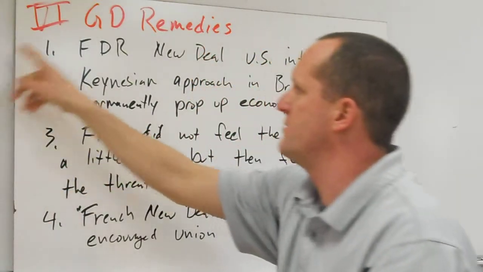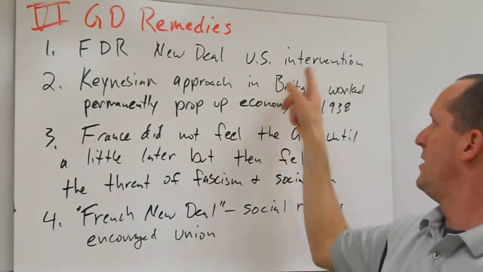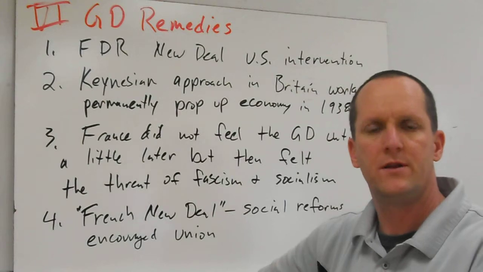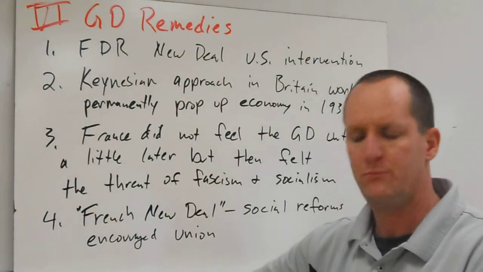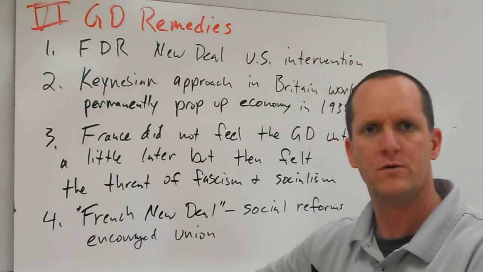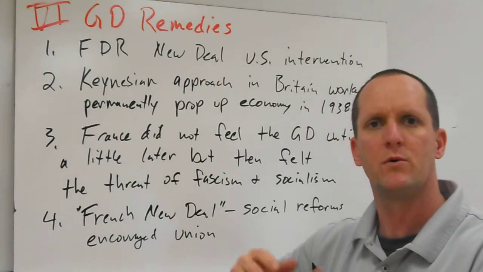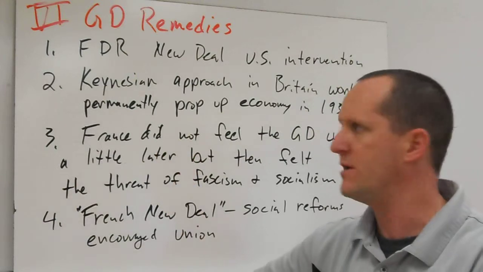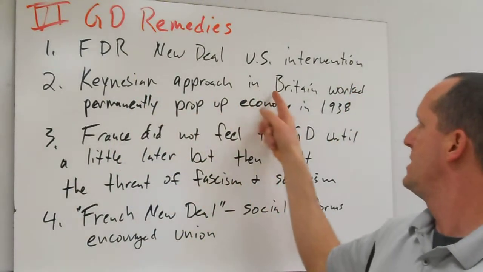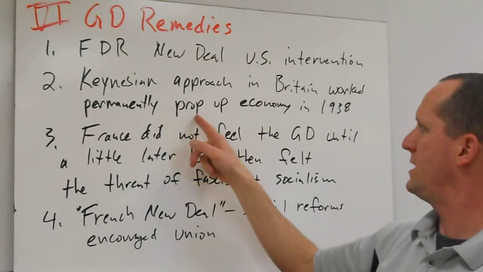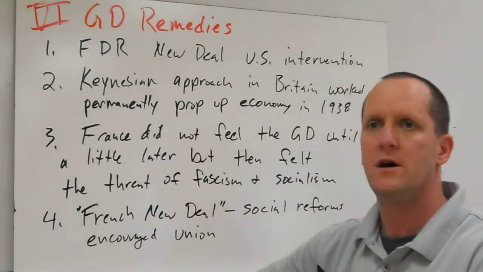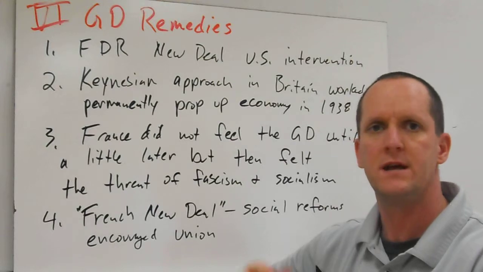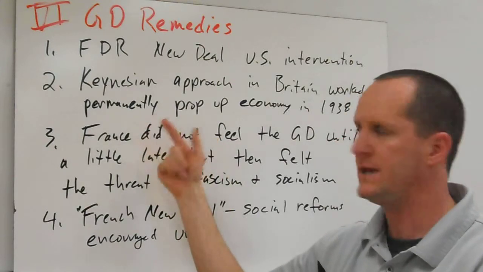Some of the Great Depression remedies: FDR's New Deal, U.S. intervention during the 30s. He brought forth a lot of public works, building roads, bridges, railroads, those kinds of public works, put people to work, and it increased our infrastructure. Keynesian approach in Britain worked permanently to prop up the economy. In 1938, Keynes was an economist, and his ideas really helped Britain at that time.